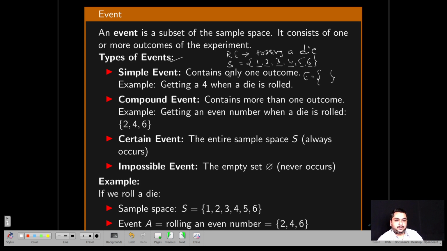So there are different types of events. Simple event contains only one outcome. Getting a 4 when a die is rolled is one outcome, so this is a simple event. Compound event contains more than one outcome. If I say getting an even number on the die, you need to get 2, 4 or 6. These are the even numbers. This is a compound event. Certain event means the entire sample space: getting either 1, 2, 3, 4, 5 or 6. So it is the entire sample space, a certain event. What is the impossible event? The empty set, which never occurs. For example, getting 7 on a die toss is not possible because 7 is not there. So it's an impossible event.